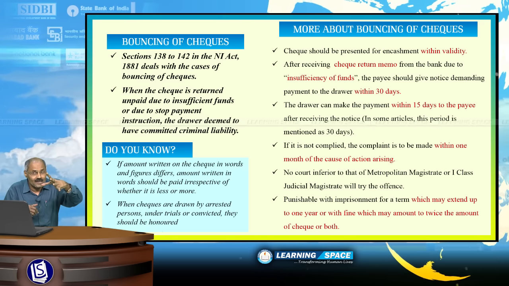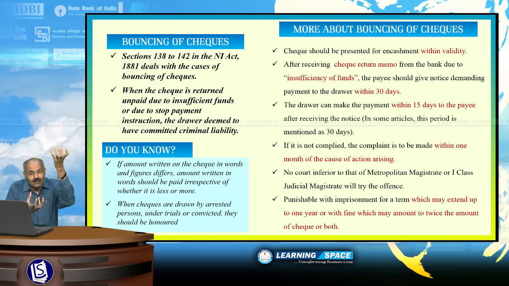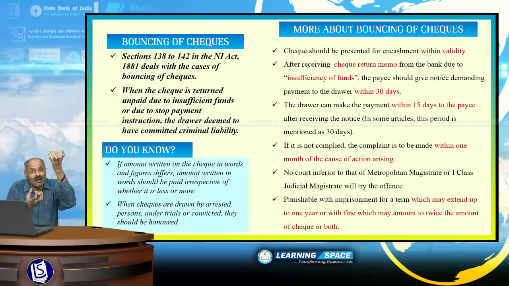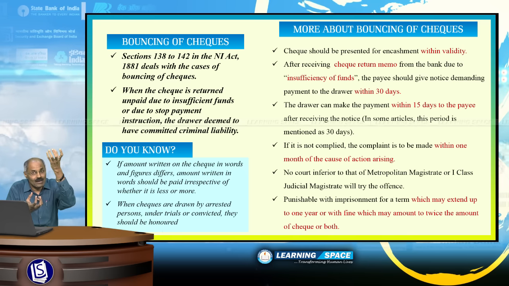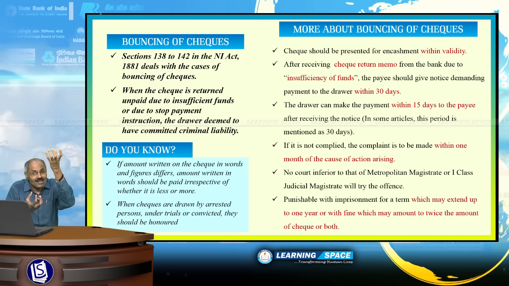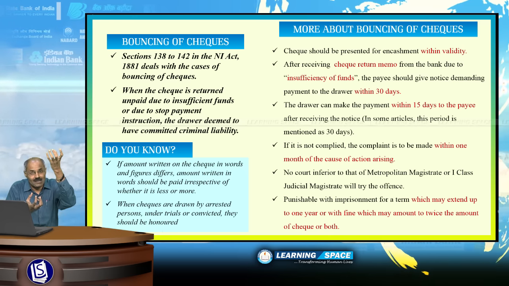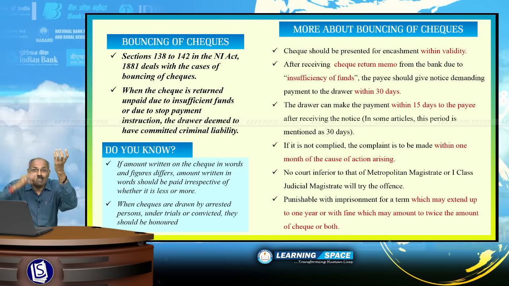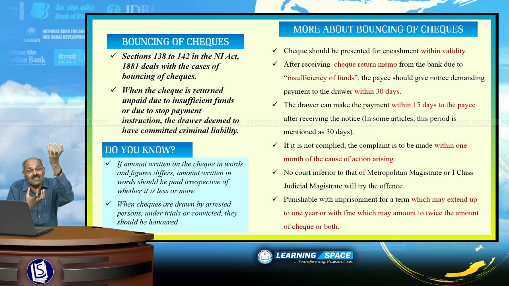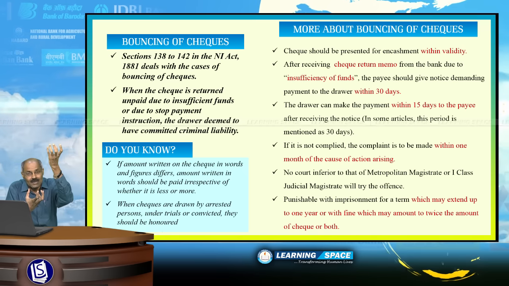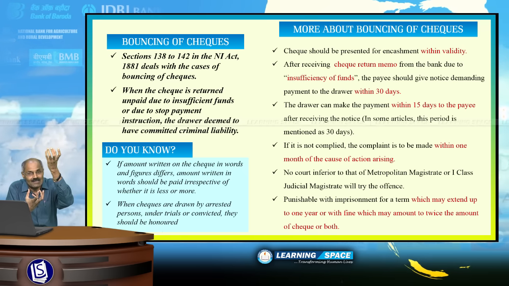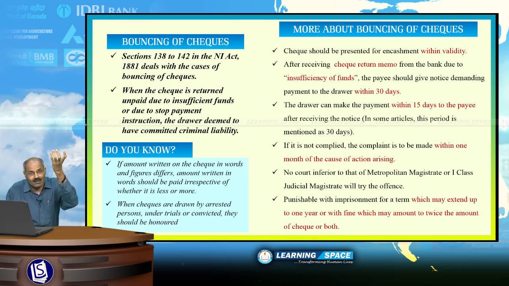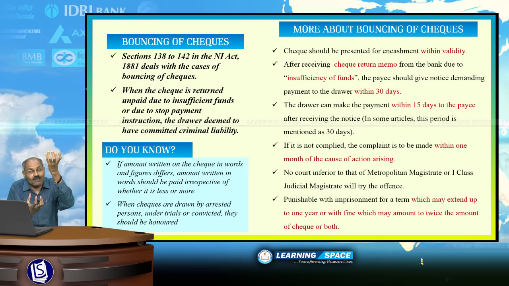After receiving the check return memo, Y has to write to X demanding payment. He has to write to X within 30 days, and subsequently the drawer of the check, whoever defaulted, can pay within 15 days. That means one more opportunity is given after bouncing the check. X can pay within 15 days.